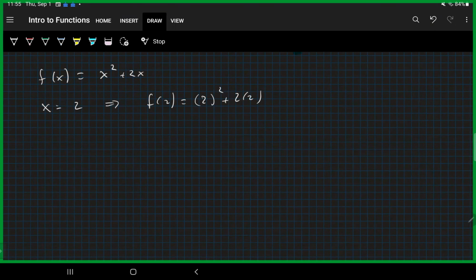If I want to look at x equals 2 and evaluate it, I'm going to plug in 2 for x wherever I see x in the original function. I'm going to get 8. If I plug in x is 1, I'm going to get 1 squared plus 2 times 1. That's going to give me 3.